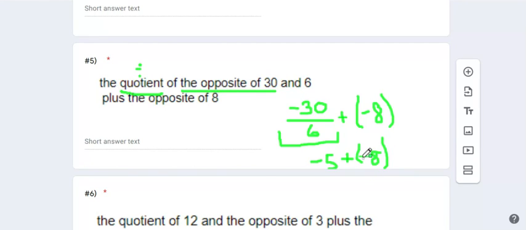Okay, now I'm adding, right? Negative 5 plus negative 8. I'm going to use add rules. Same signs add, keep the sign. So same signs add. 5 plus 8 is 13. Keep the sign. So negative 13.